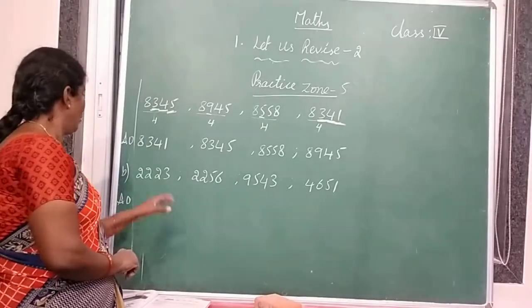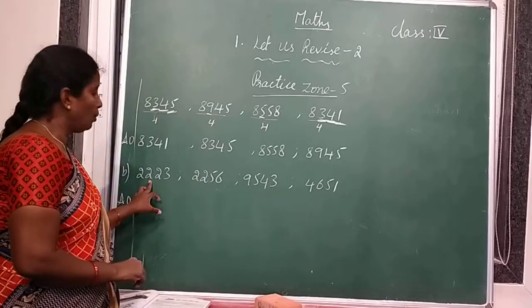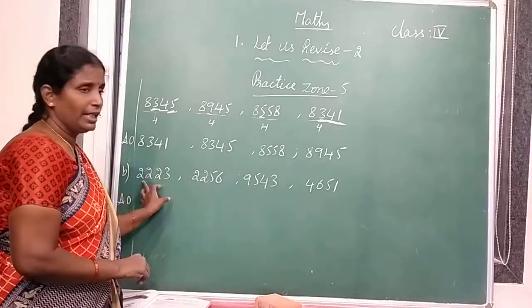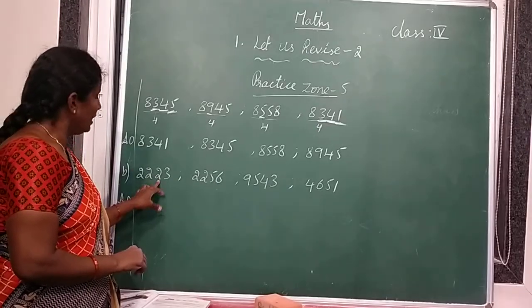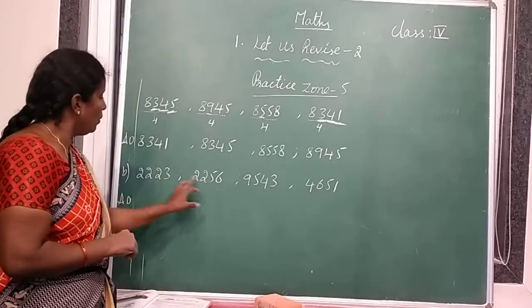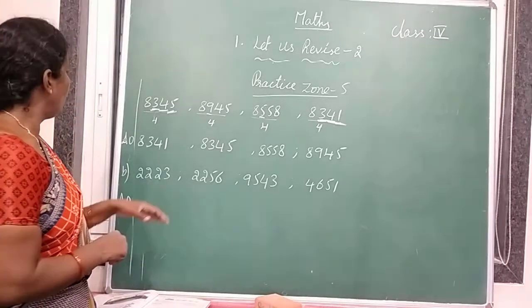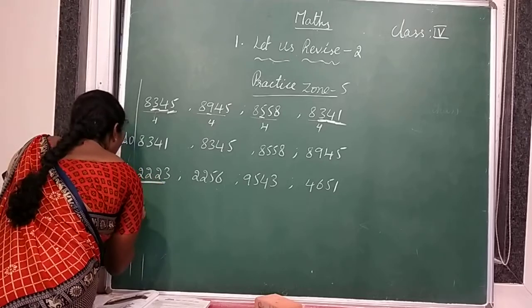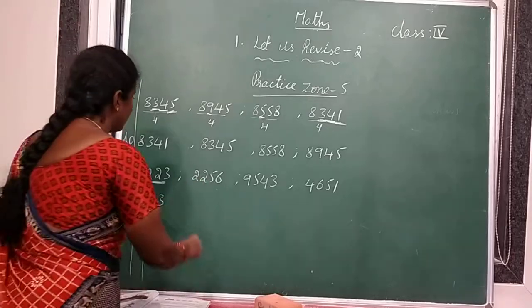2 is smaller. But this is 2 and this is also 2. So compare hundreds place. 2, 2. Both are same in hundreds place. So compare the tens place digits. So what is in tens place? 2 and 5. So in 2 and 5, which one is smaller? 2 or 5? 2 is smaller than 5. So 2223 is smaller than the 2256.